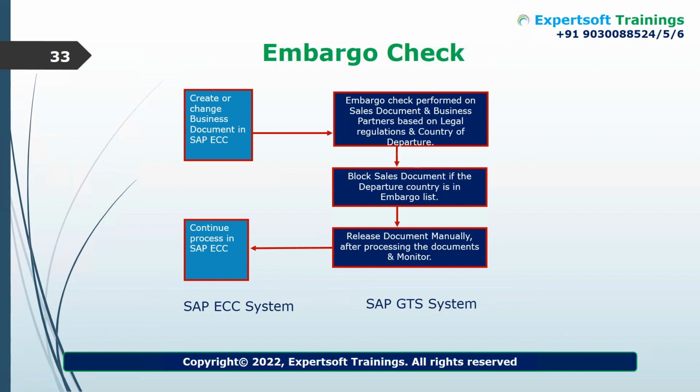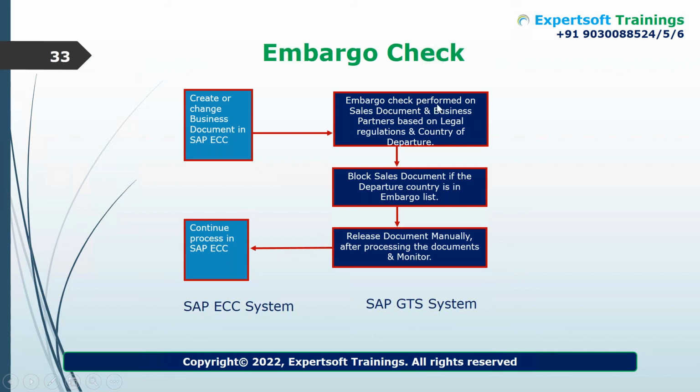Okay, so here it was written, that's why I asked: embargo is performed on a sales document, business partner based on the legal regulations and country of departure. So is the destination also checked, or is it only departure? No. Business partner is representing your destination country, correct? And legal regulation and country of departure is representing your entity. The business partner is the ship-to party in this case. Ship-to party or sold-to party? Yes, correct.